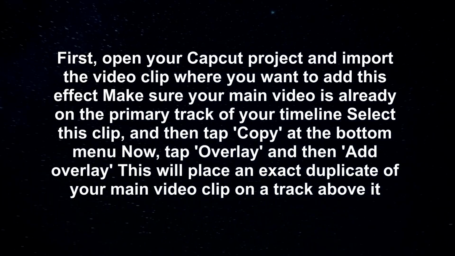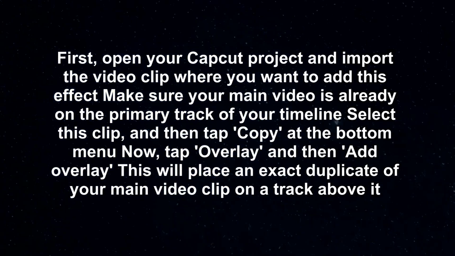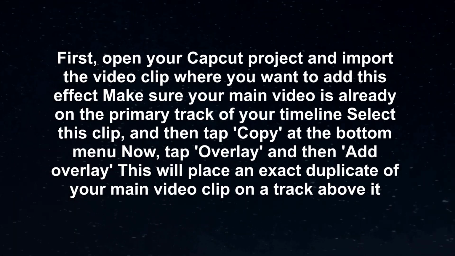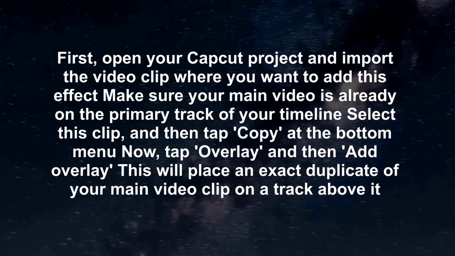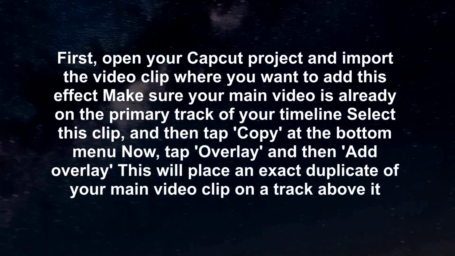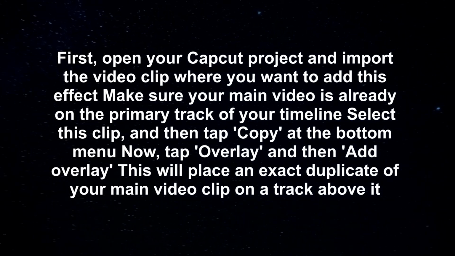Where you want to add this effect, make sure your main video is already on the primary track of your timeline. Select this clip, and then tap Copy at the bottom menu now. Tap Overlay, and then Add Overlay. This will place an exact duplicate of your main video clip on a track above it.